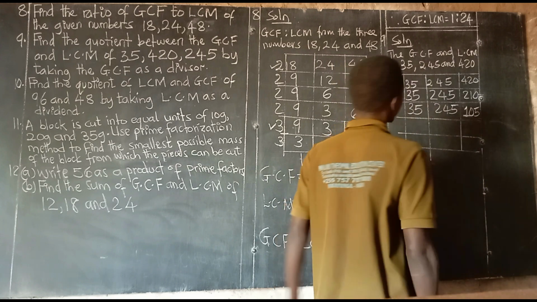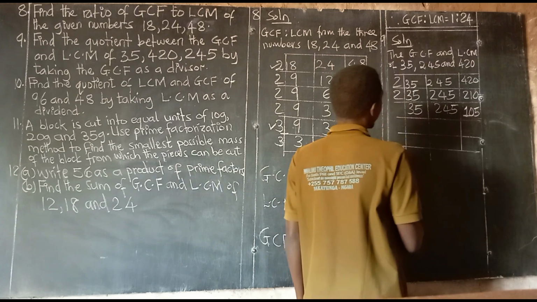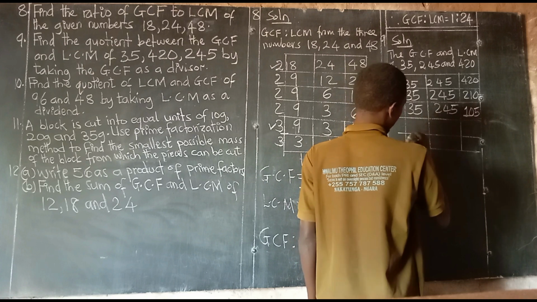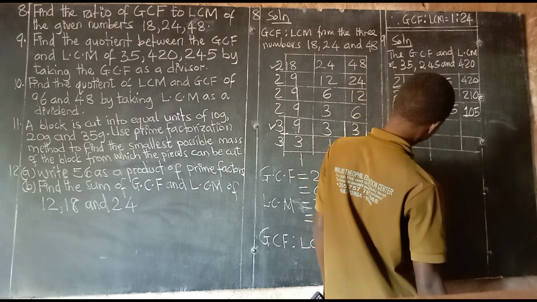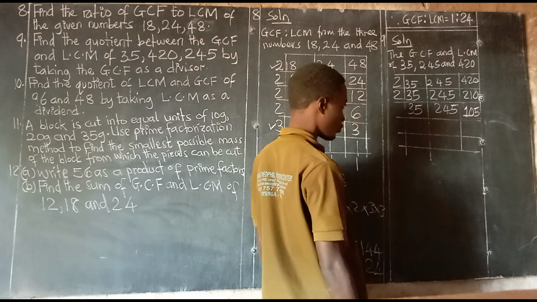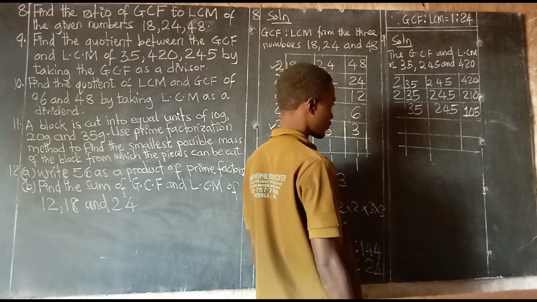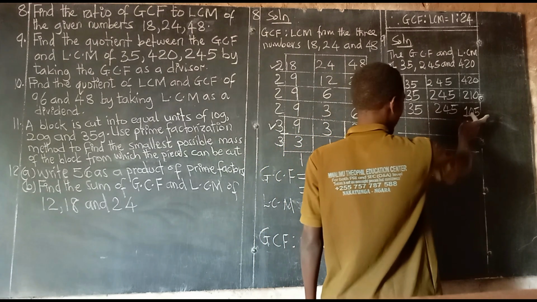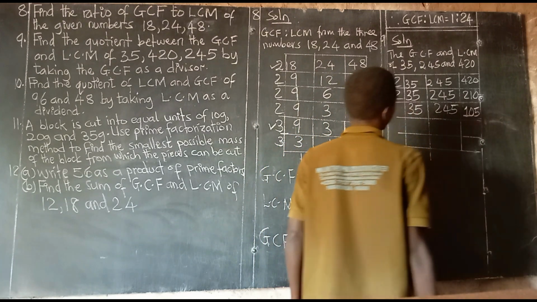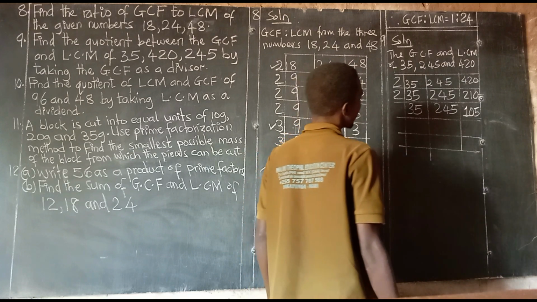105. So here we may just look across the 3 numbers. Do we have any which is still divisible by 2? The answer here is no. There is no n which is divisible by 2, either 35, 245, or 105. No n which is divisible by 2. Now just trace by 3.